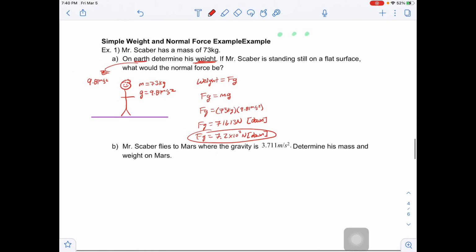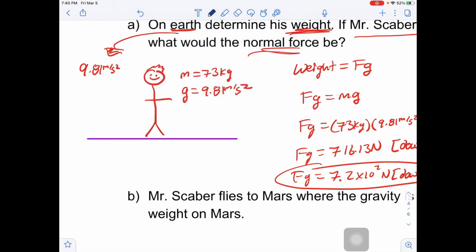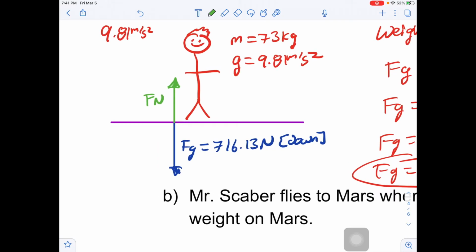Now let's answer this next part of the question. If Mr. Skaber is standing still on the flat surface, what would his normal force be? Well, so far we have figured out that my force of gravity is pushing down on the Earth with 716.13 newtons. Now remember, if this was the only force acting on me, I'd be moving downwards because my net force would be going down. But I'm standing still on this flat surface, so something has to counteract that force. And that's going to be the normal force. So here, this will be the normal force. And understand that the force of gravity and the normal force are canceling out. So here, my F net is 0 newtons.